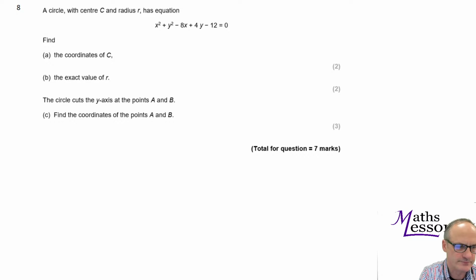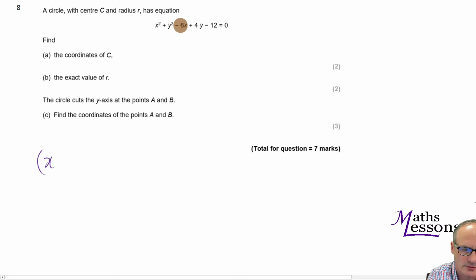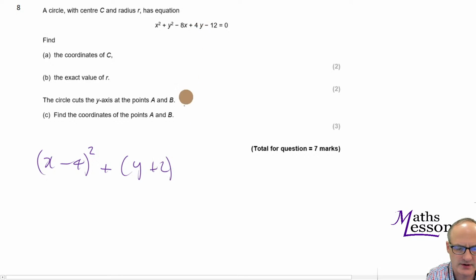Right, here we go. So we've got a circle, center C, radius r, and it has this equation. So what we do is we try and complete the square. We've got minus 8x, so we're going to get minus 4. From completing the square, we get x minus 4 all squared. And then added to that, y, and we've got plus 2 when you halve that value, squared. Now I need to take away 16 because we're going to get minus 4 squared, and I need to take away 4 because we're going to get 2 squared coming out of this.